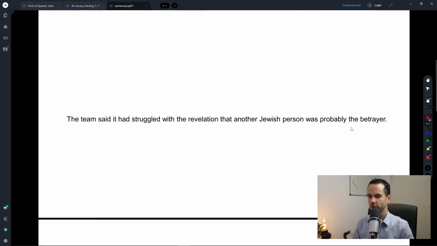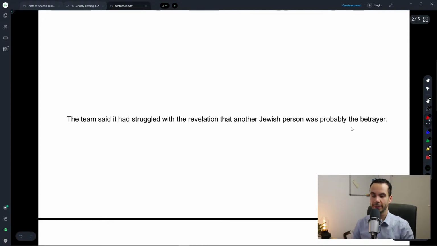The next sentence is a bit more difficult. The team said it had struggled with the revelation that another Jewish person was probably the betrayer. Now, we have several levels here, because the team said, and then we get another part. But again, we can create a very basic construction, right? The team said something. Said is transitive, which means that it takes an object. And because it takes an object, we can do this thing, right?